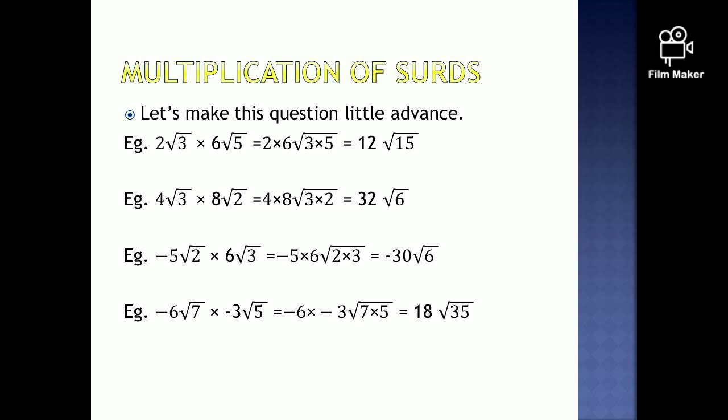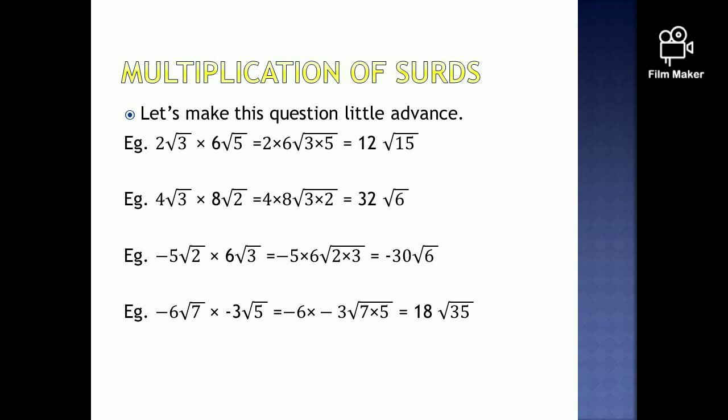Now let's make this question a little bit advanced. If you multiply 2 root 3 by 6 root 5, now there are terms inside the square root and there are figures which remain outside the square root as well. If you happen to do such a multiplication, you have to multiply the terms outside the square root separately and the terms inside the square root separately.